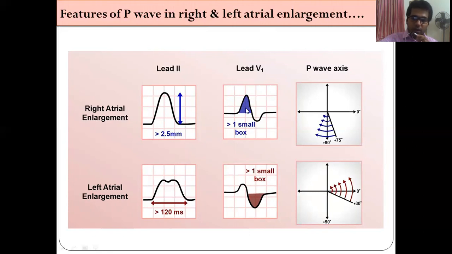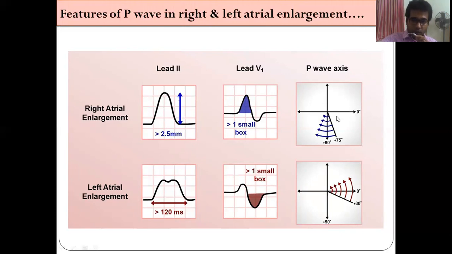Normally in V1 there is a biphasic deflection, but the two halves are equal. But in case of right atrial enlargement, the initial half of this positive deflection will be increased to more than 1 small box. Normally, the height is maximum 1 small box, but in case of right atrial enlargement, this initial half will be increased, so more than 1 small box. So that is the change that you may find in the ECG paper.